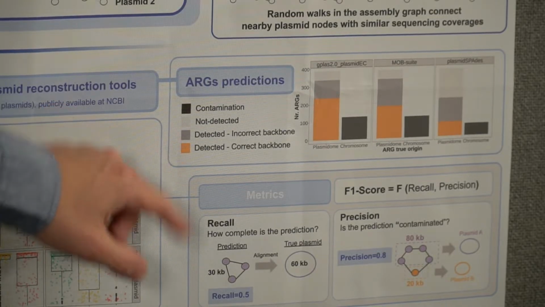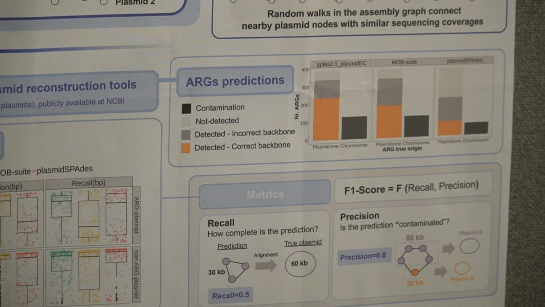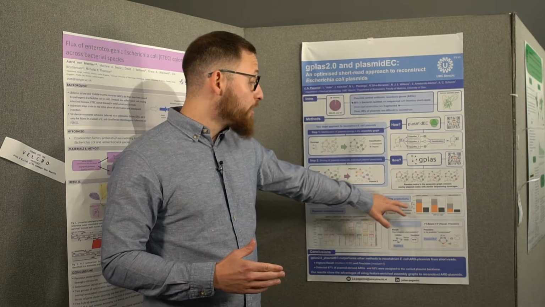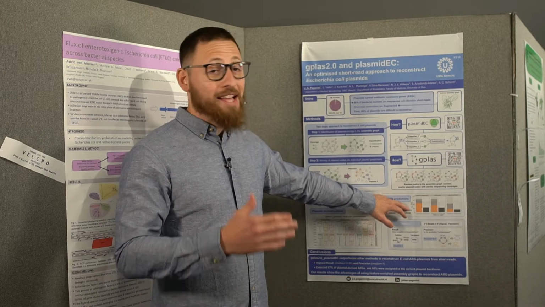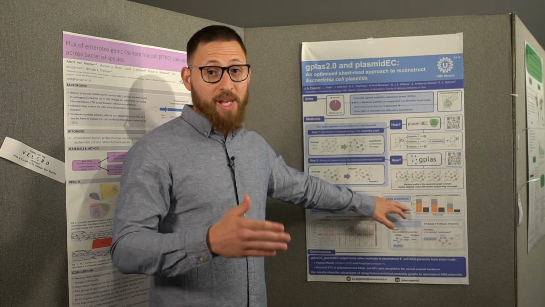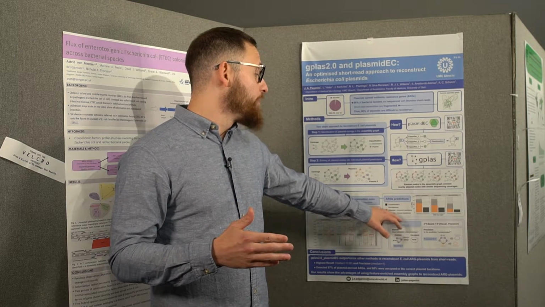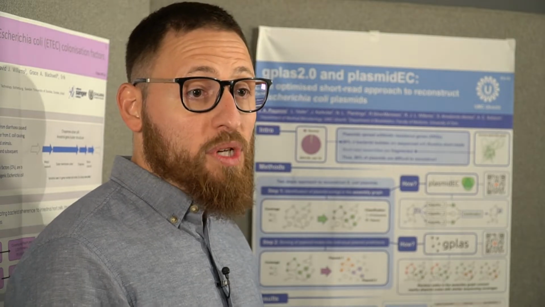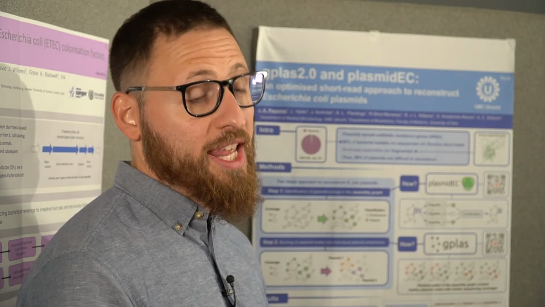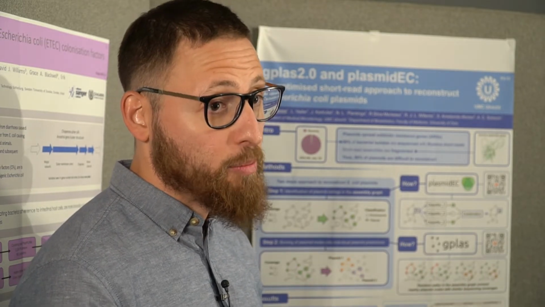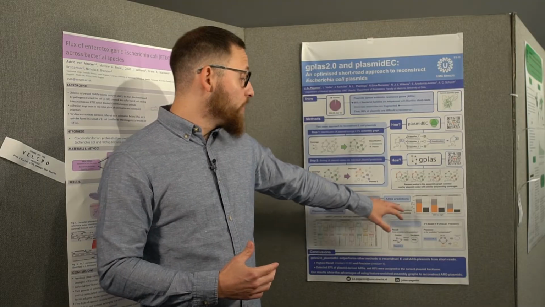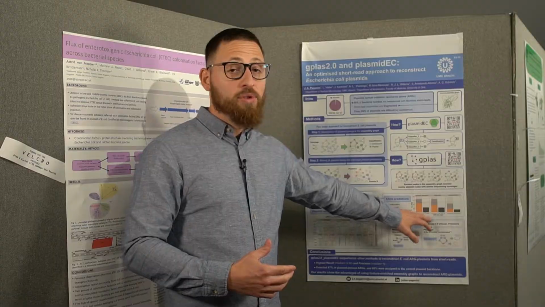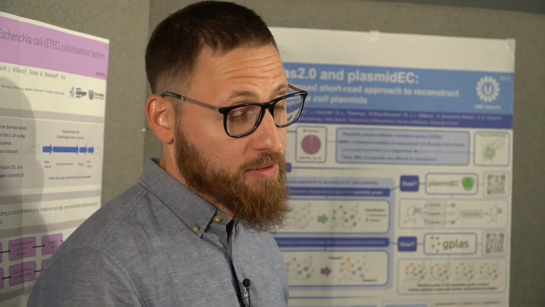Here we have our method, MOPSUD, and plasmid spades. And here in orange, we can see the amount of antibiotic resistance genes that were assigned to the correct plasmid backbone. And this was evaluated by the antibiotic resistance genes that were assigned to a plasmid reconstruction that had an F1 score higher than 0.75. And as you can see, our method performed better than MOPSUD and even better than plasmid spades.